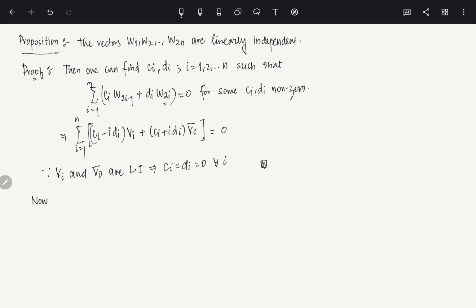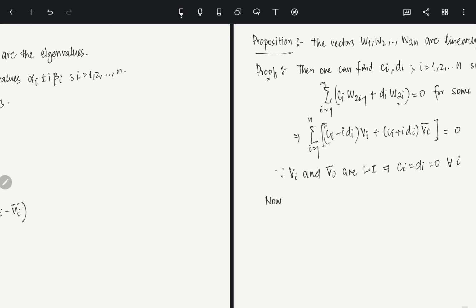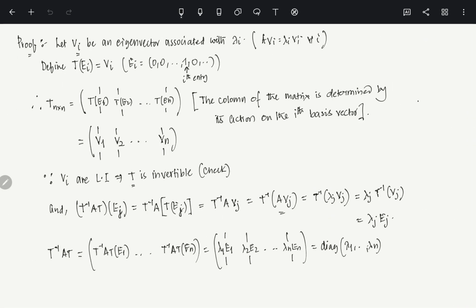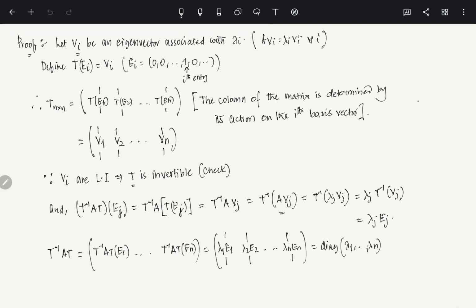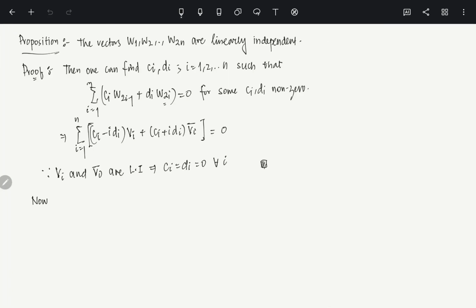Now you remember last time, in the real and distinct case, we just wrote that if you are given a matrix A, then T inverse A T you can write as a diagonal matrix, right? Yes, which actually helps us in calculating the exponential. So now we want to do the similar thing here.